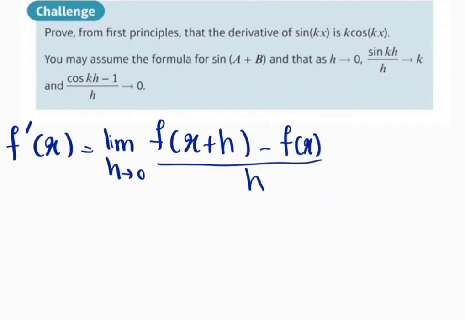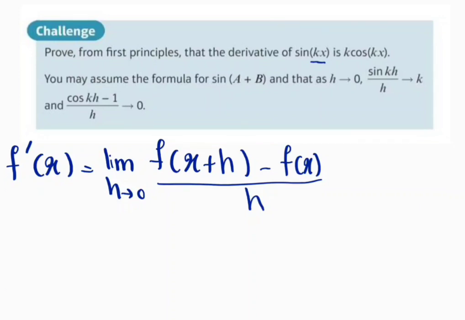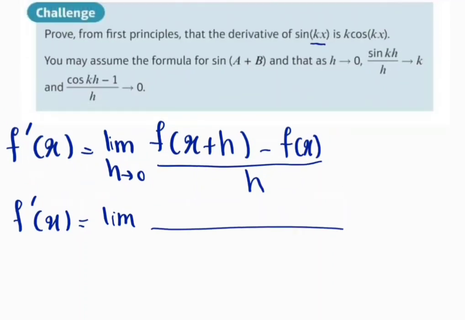And now in this case we should be careful because our function is sine, and here we have kx, so this is not sine x, this is sine kx, so this is going to be important. Now we can start by writing down f dash x is equal to the limit of, now here is the important bit.